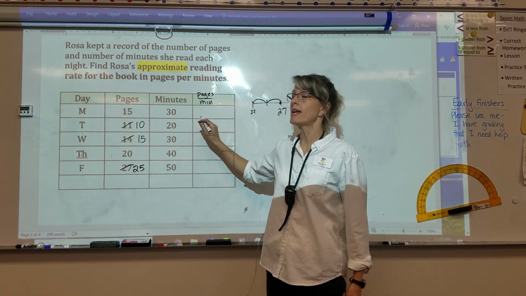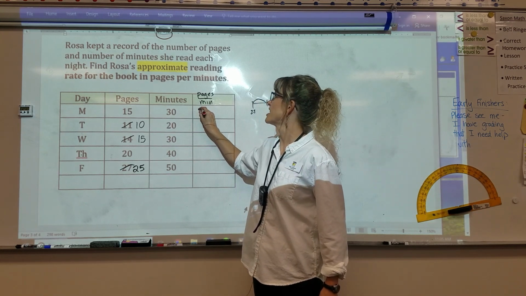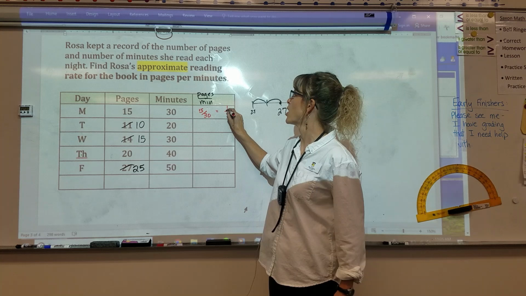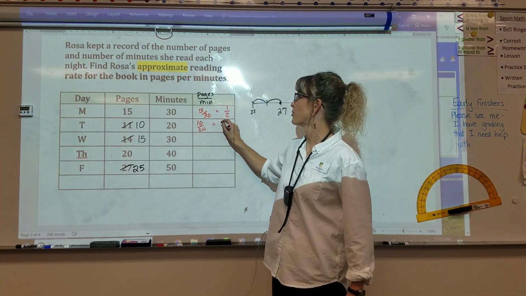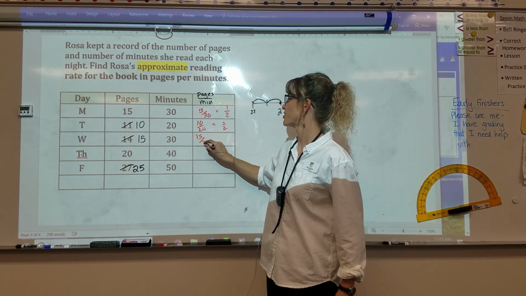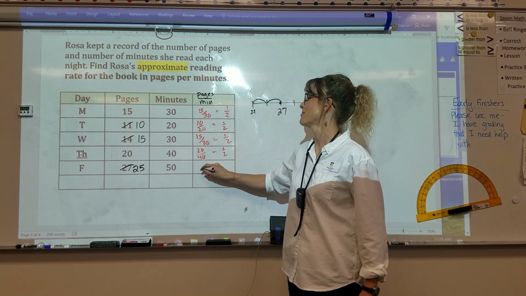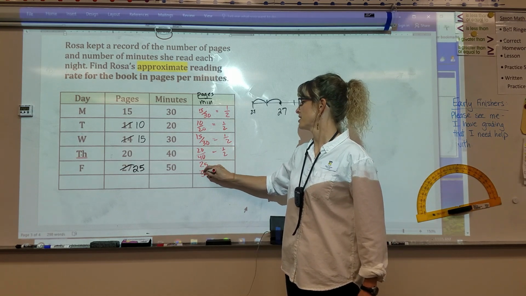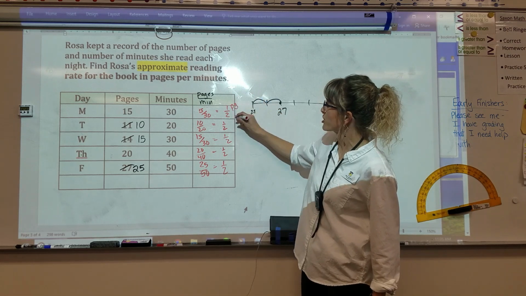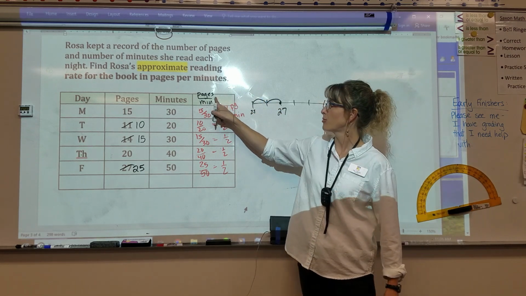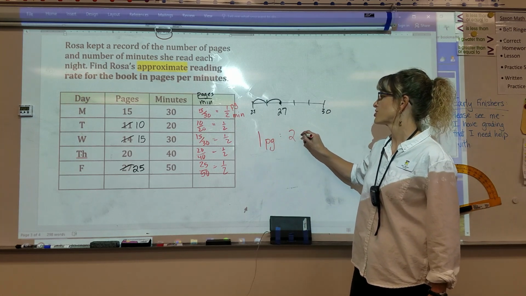All right, pages per minute. 30 pages. Sorry, that was backwards. 15 per 30 reduces to 1/2. 10 over 20 in pages per minute, 1/2. 15 over 30, 1/2. I'm seeing the pattern here. Yep. 25 to 50, 1/2. What does the 1/2 represent? 1 page per 2 minutes. That's my label. 1 page per 2 minutes. So my ratio is 1 page per 2 minutes.